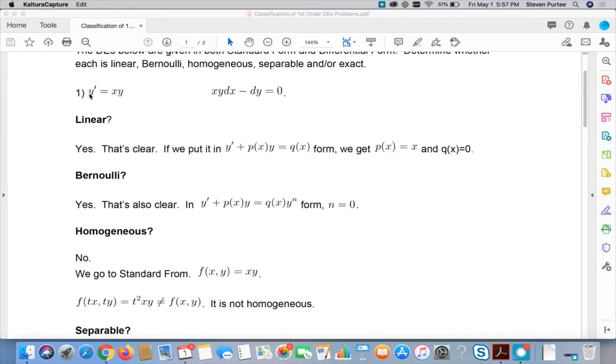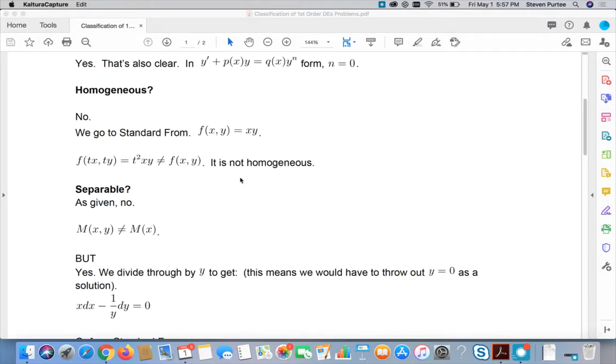Remember, standard form is y prime equals f of x y. And in order to be homogeneous, we replace all the x's and y's with tx and ty, respectively. So if I have a tx and a ty, that would be a t squared xy. That's not the original. The t's didn't all disappear magically. It's not homogeneous.